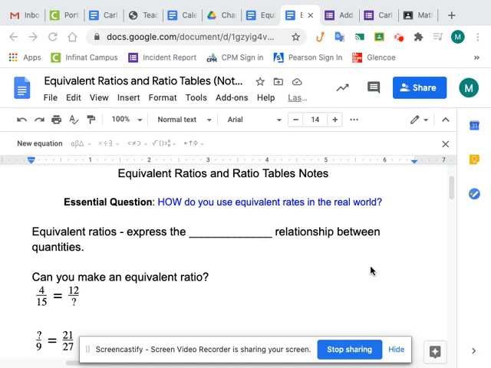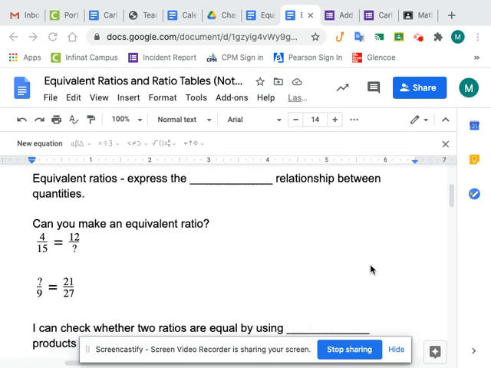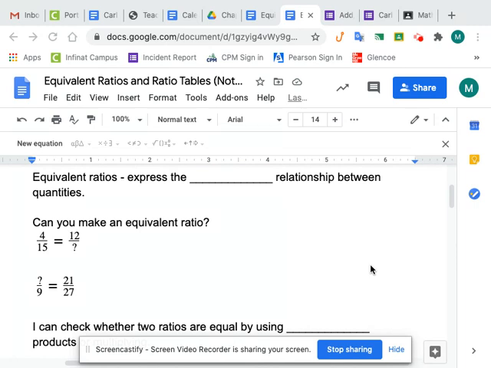The next unit or lesson is equivalent ratios and ratio tables. It's just going to be a different way for you to find whether some ratios are equivalent or equal. We're continuing on with that essential question: how do you use equivalent rates in the real world? Equivalent ratios express the same relationship between quantities.